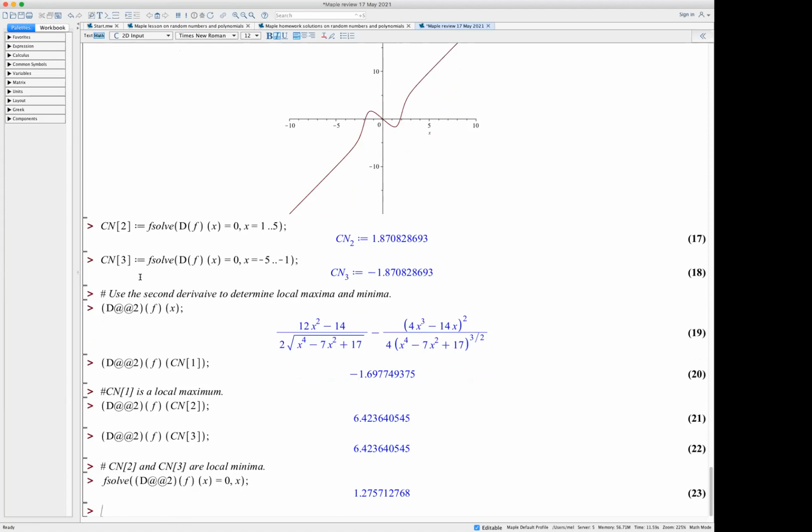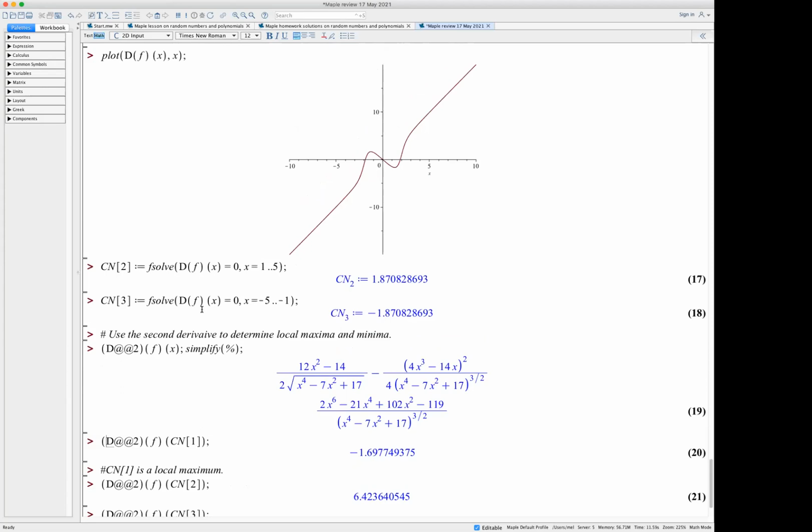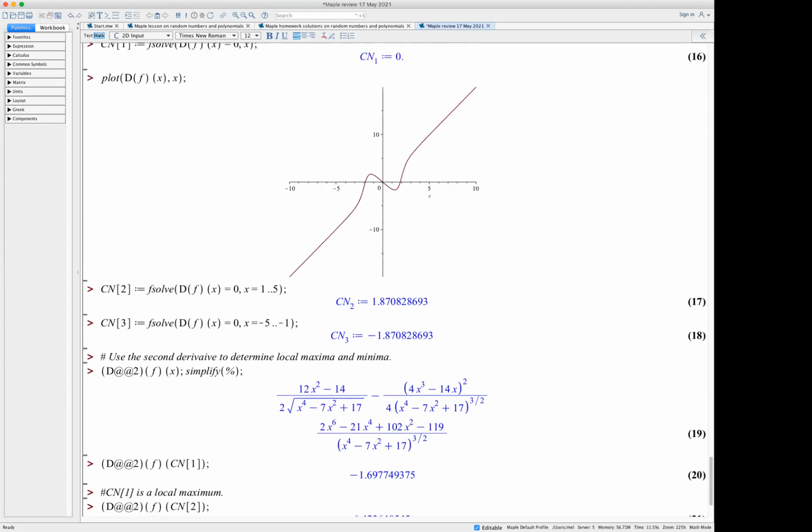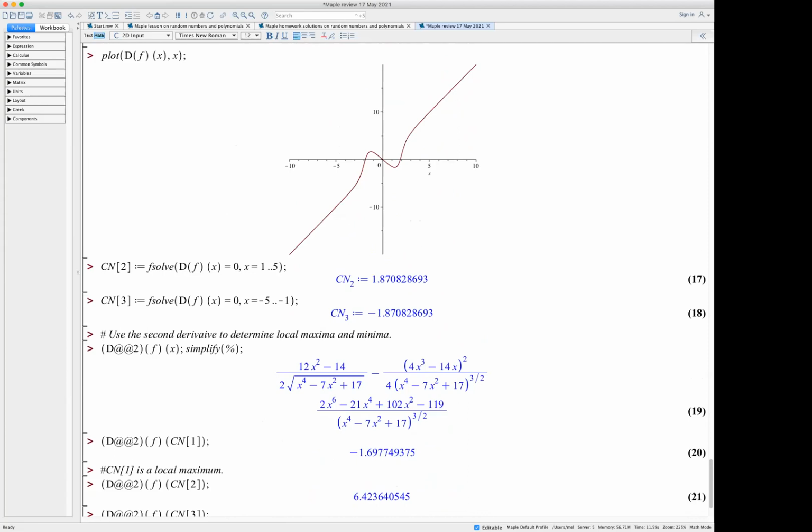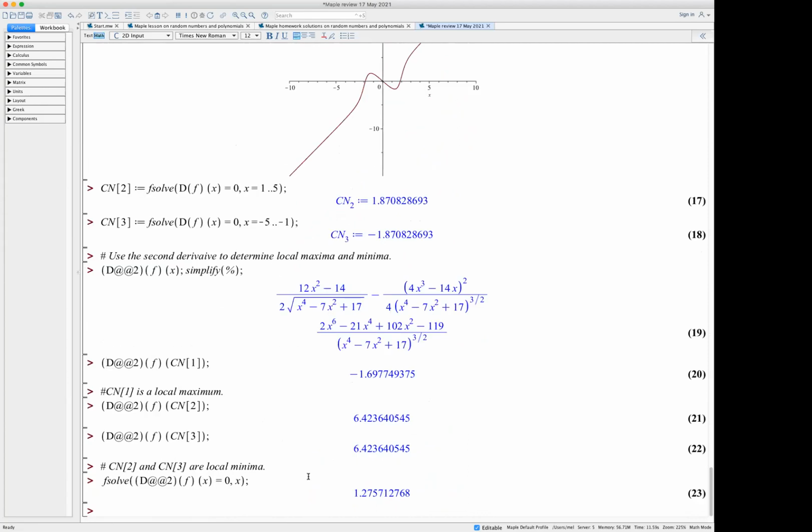Now, what is the second derivative? Second derivative, that's the second derivative. Let's see if we could even simplify this. I'm just sort of curious. Yeah, that's the second derivative. Well, this might not be every solution. So let's just check. Suppose we plot the second derivative.